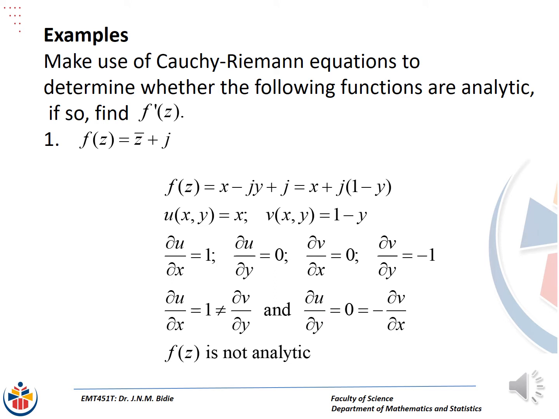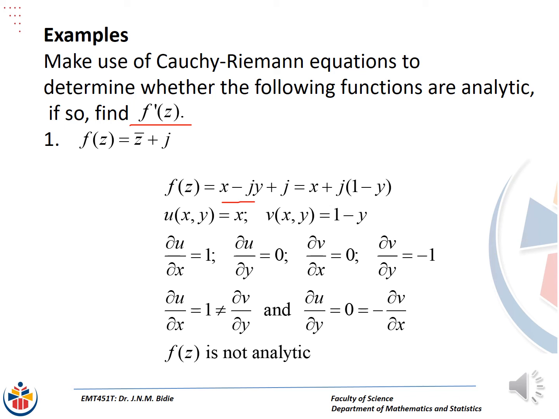Let's do some examples using the Cauchy-Riemann equations to prove that our functions are analytic. And if we get a function that is analytic, then we are asked to find f prime of z. So the first function given to us is z bar plus j. We know z bar is x minus jy. Remember that we have to write the function in terms of u and v first.